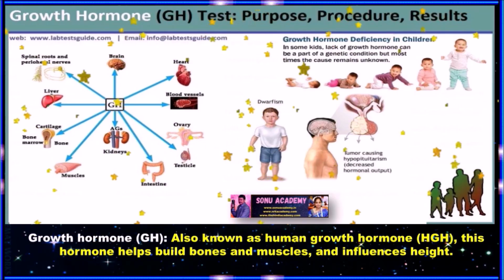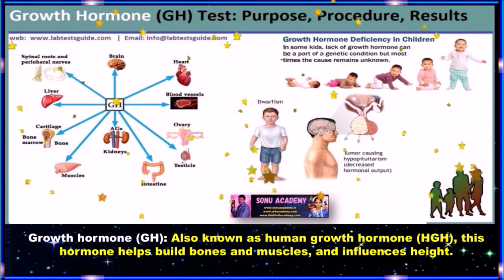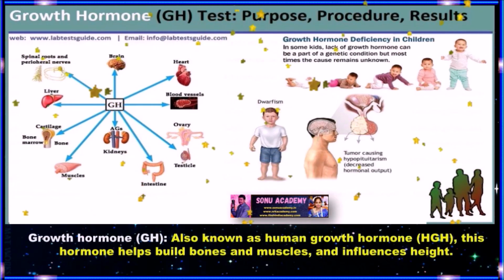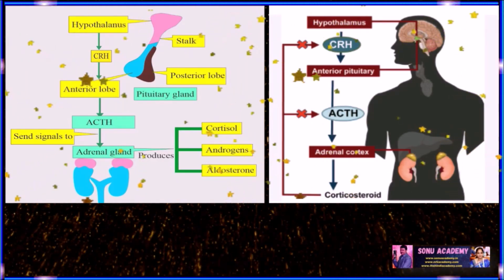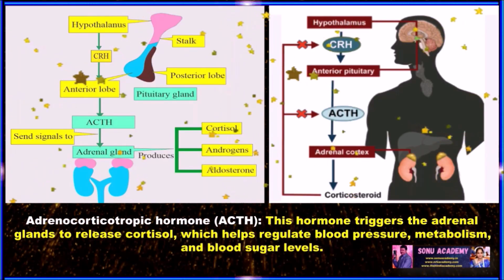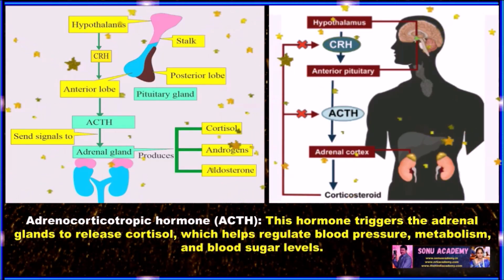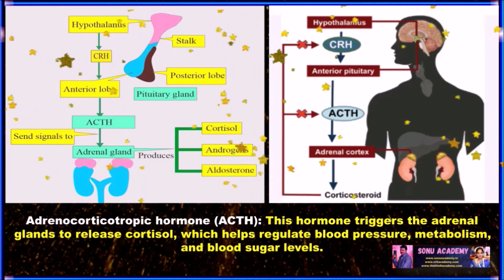First is growth hormone, also known as human growth hormone, HGH. This hormone helps build bones and muscles and influences height. Next, adrenocorticotropic hormone. This hormone triggers the adrenal glands to release cortisol, which helps to regulate blood pressure, metabolism, and blood sugar levels.